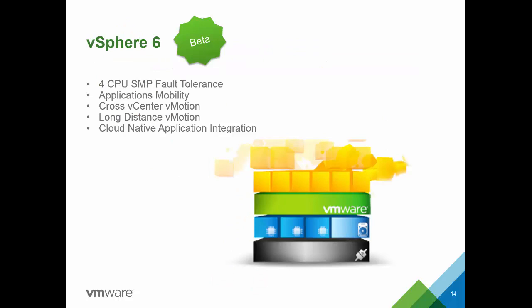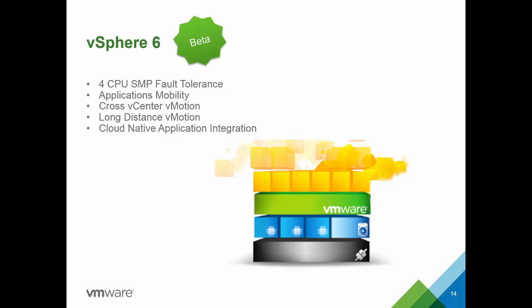And finally, vSphere 6. Many of us have been waiting for the new version of the hypervisor to come out. vSphere 6 beta is out now. It will go GA probably sometime in the first or second quarter, I would imagine. Nothing for sure at this point. But here are some of the improvements that they're talking about right now.